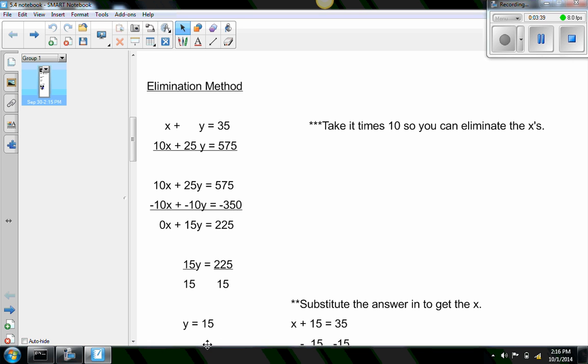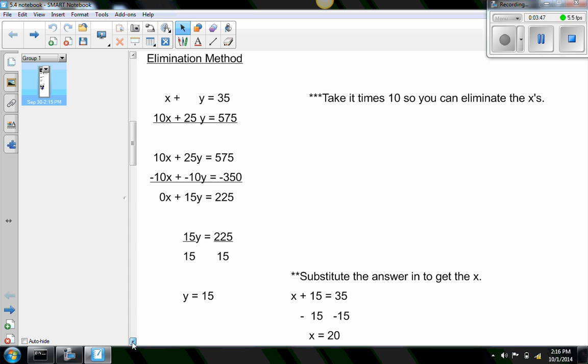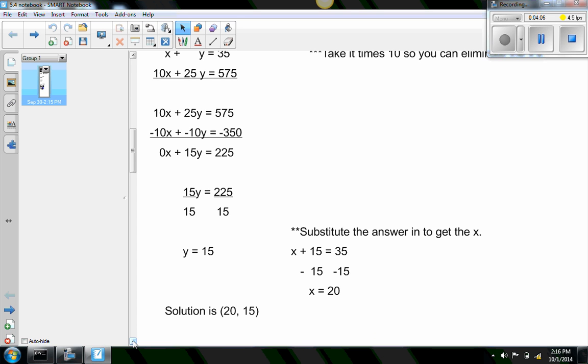Here's my answer. So I'm going to plug this answer into my equation to solve for x. x plus 15, because it was y right here, but I'm going to substitute 15 in because I just found that, equals 35. Then it's just a one-stepper. Minus 15 minus 15, x is 20. So your solution is 20, 15. When I plug a 20 in for x, I get a 15 out for y.